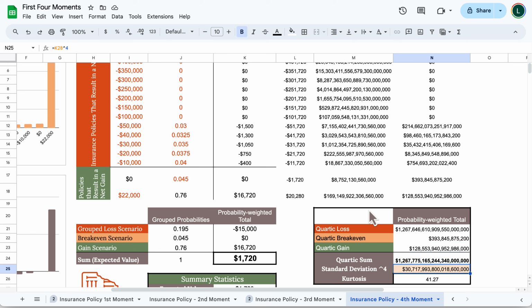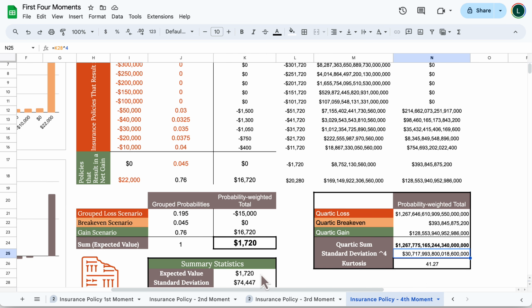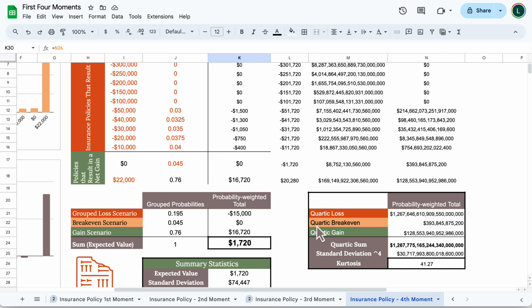And then to calculate the kurtosis, remember, you have to divide by the fourth power of the standard deviation. So what you're looking at here, we have our standard deviation, and we're taking that standard deviation to the fourth power and dividing through for a kurtosis of 41.27. Now, just as a quick word, this is not excess kurtosis.